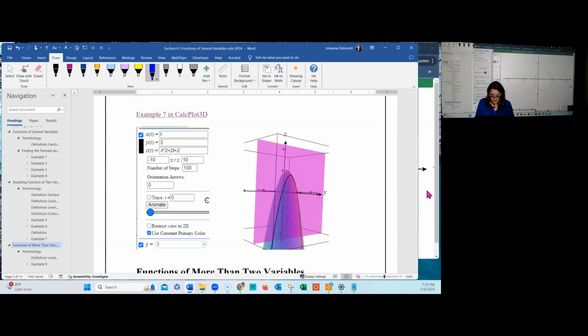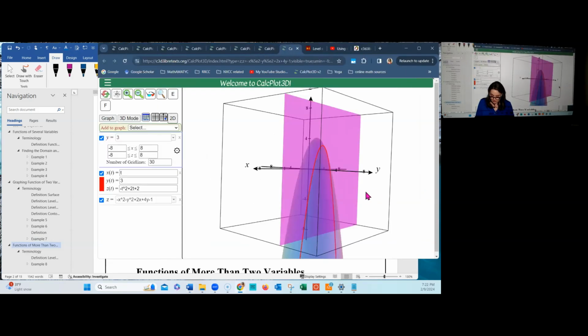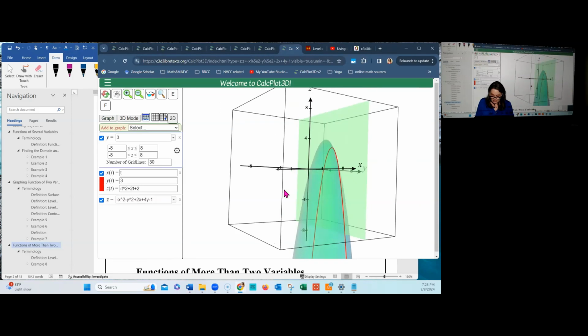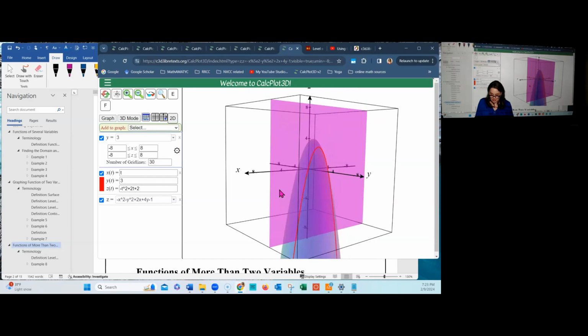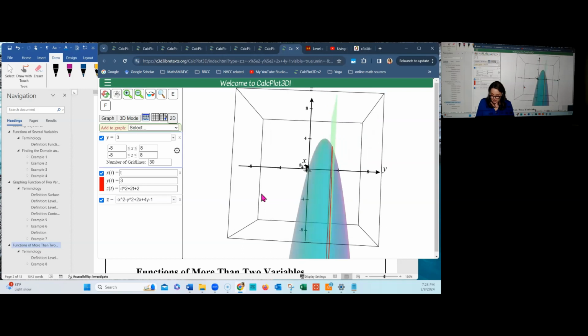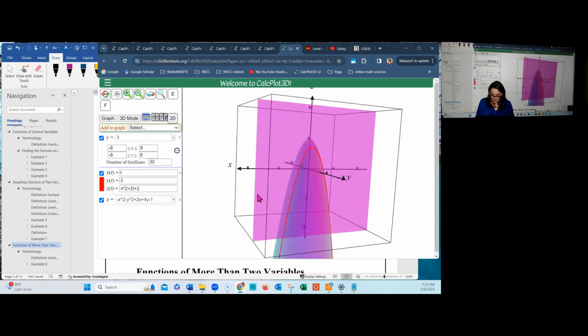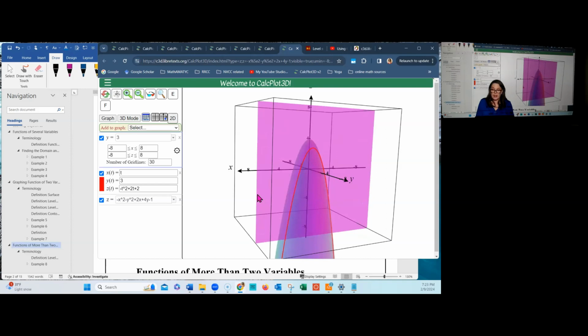So let's come over and take a look at this in CalcPlot 3D. What I've done when you're looking at this is I've graphed the plane right there, y=3. So you can see it's parallel to the XZ. And then I plotted my function g, which was a paraboloid. And when I take that plane and slice through it, it creates an intersection. That intersection is here graphed in red. And that intersection is the space curve R of t that you see right here.